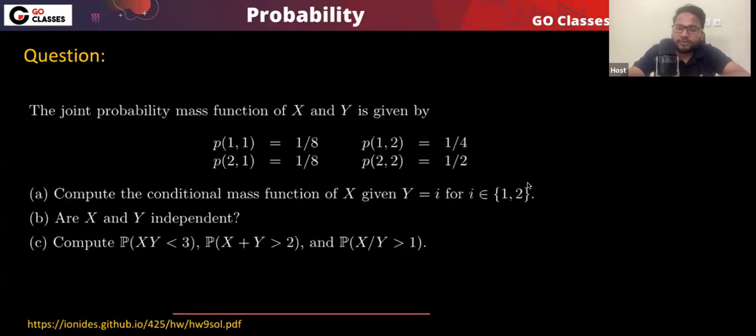Now let's see this question and how to solve it. They're saying the joint probability mass function of x and y is given like this. Compute the conditional mass function. In this case, they're asking you to find the probability of x equal to 1, or equal to anything, basically 1, 2, or whatever. So let me tell you the notations. This is the notation for the joint distribution. Is this okay to everyone? Joint probability.